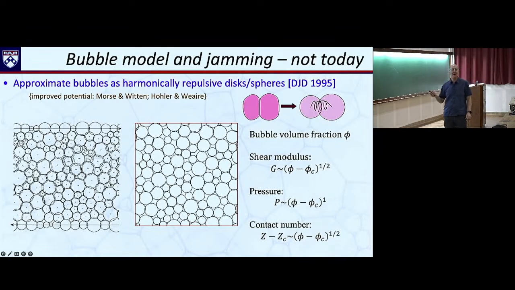Yeah, so phi c is the critical volume fraction where the bubbles are just touching, so that the overlap is 0. There's no overlap, they're just barely in contact. If you like, it's the point where it's the same structure as you get for absolutely perfectly hard spheres or circles.